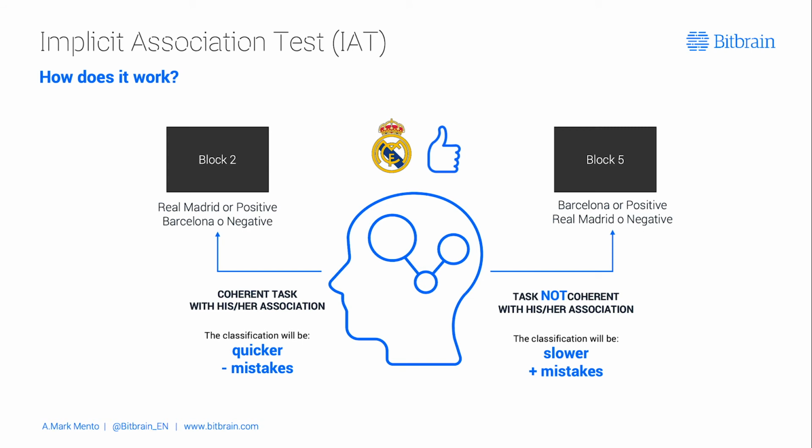Now, when this participant is in another block in which she has to classify Barcelona with positive or Real Madrid with negative, which is a task that is not coherent with her associations, the classification will be slower and will likely include more mistakes. What the test is measuring is the number of mistakes and the speed of classification in each block as a way of uncovering the implicit associations in the mind of a particular participant, and then, of course, aggregating this across multiple participants.